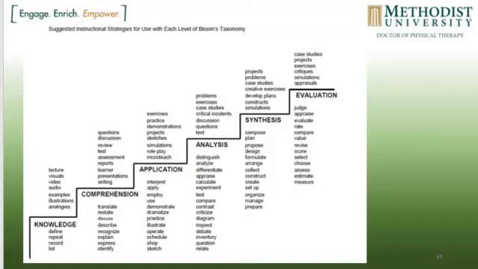So if you want somebody to have low-level taxonomy, you may ask them to define something or repeat it. If you want to make sure that they can apply or in the application level, you can say use this information or make sure that they can apply it in any situation.